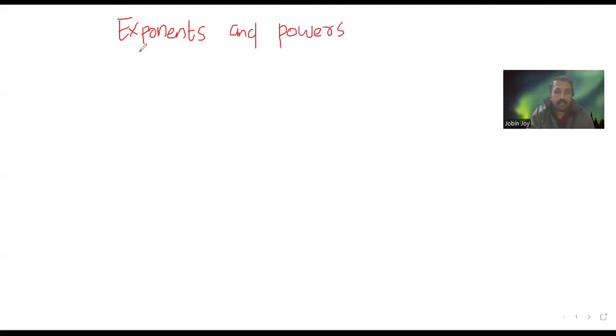So today we will start the next topic, that is exponents and powers. So we will start with the first question. The name of the topic is exponents and powers. Okay, let's start with the first question.